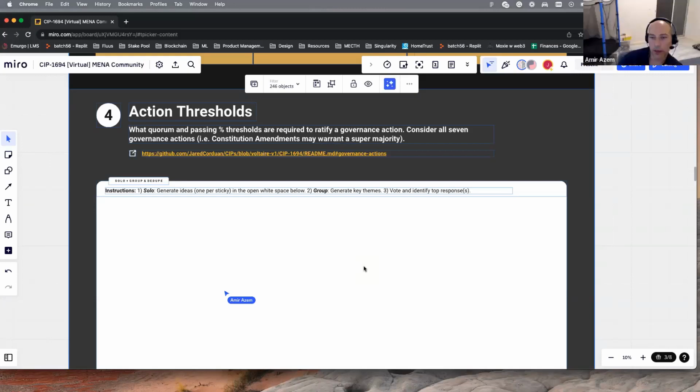Exactly, the hard fork might be more technical or more affecting the SPOs. I'm not sure, is the hard fork only for changes in the protocol, or how the actual system works? A hard fork is a new upgrade to the entire network.